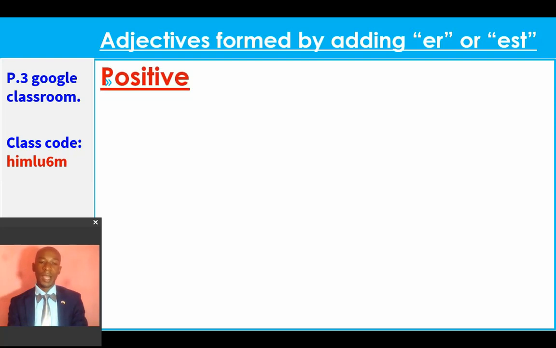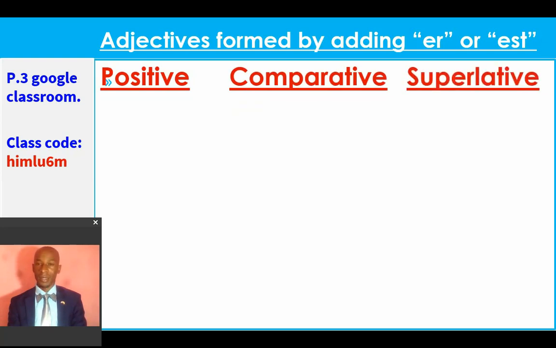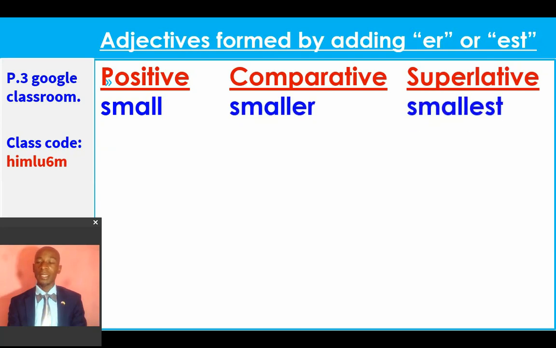Now, let's have some in the positive, and we see the changes under comparative and superlative degree. So here we are. The word is small. When we add er onto small, we get smaller. Then if we add est, we get smallest. That is how we form them.